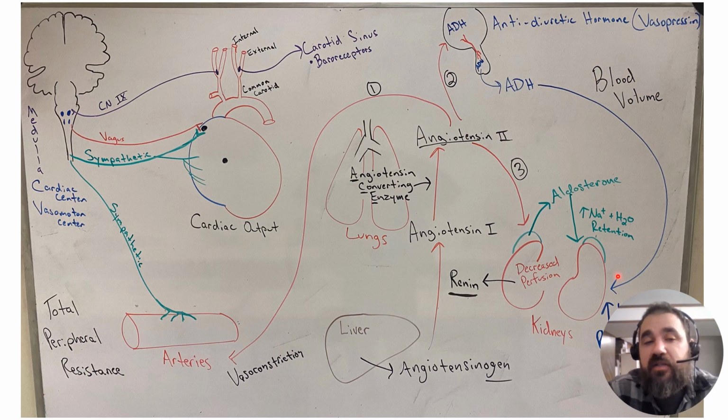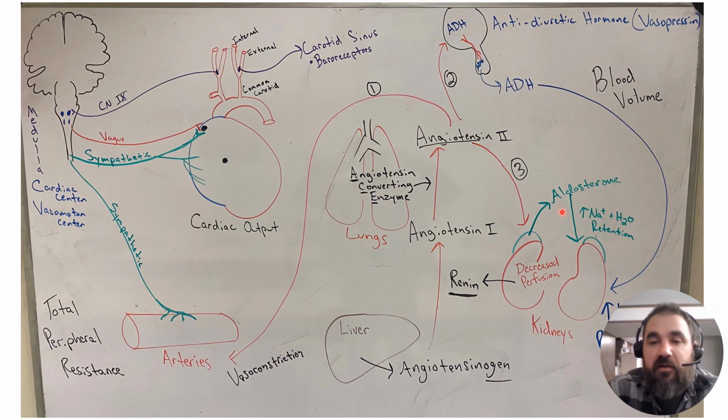It's going to cause increased water reabsorption. So we have more water, holding on to more water, increasing our blood volume and increasing our blood pressure. That's what ADH does. Angiotensin 2 also stimulates release of aldosterone from the adrenal cortex.